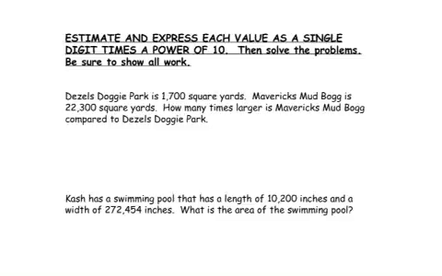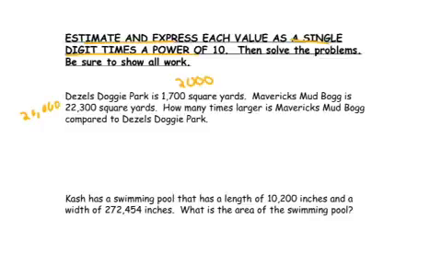Okay, make sure on this next part on your test you estimate each value and then express it as a single digit times the power of 10. So, key things here. In this question, the first thing I would do is estimate each value. So 1700, I would round to 2000. 22,300 is closer to 20,000 than 30,000.